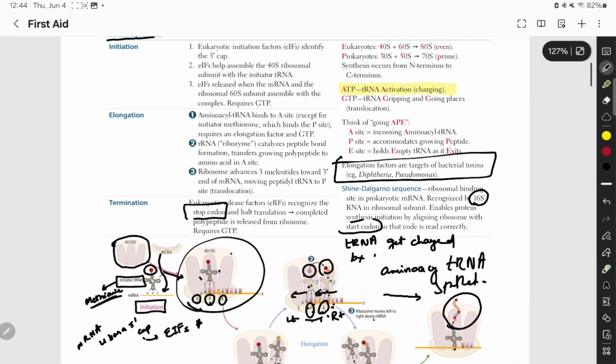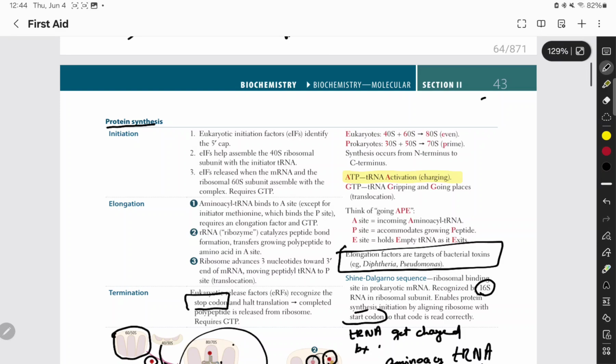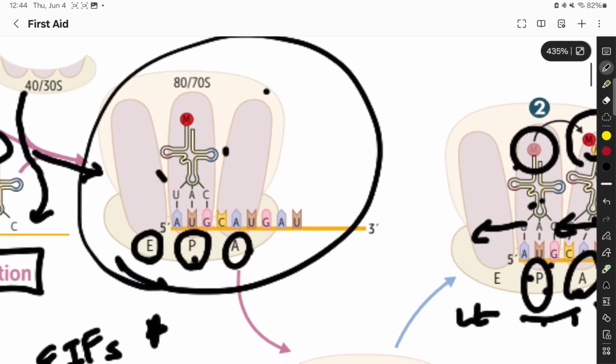So yeah, this is the entire protein synthesis. I'm going to go over it very quickly, hopefully under 1 minute. There are eukaryotic initiation factors that recognize the messenger RNA cap. These initiation factors help assemble the 40S ribosomal subunit with the initiator transfer RNA. Initiation factors are released, which requires GTP. So the entire complex is formed.